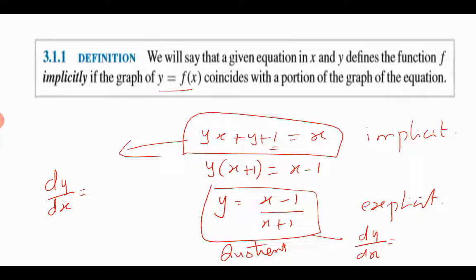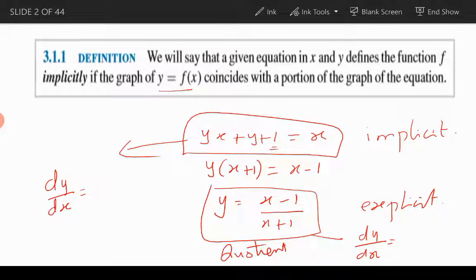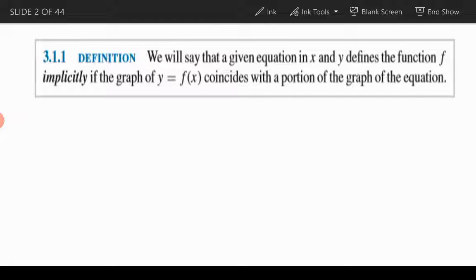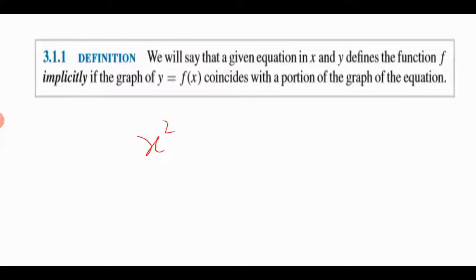And you know there are some equations in x and y that can implicitly define more than one function of x. For example, if I give you an equation like x square plus y square is equal to 1. What do you mean by this implicit? This is an implicit equation. So we can find the function here now.